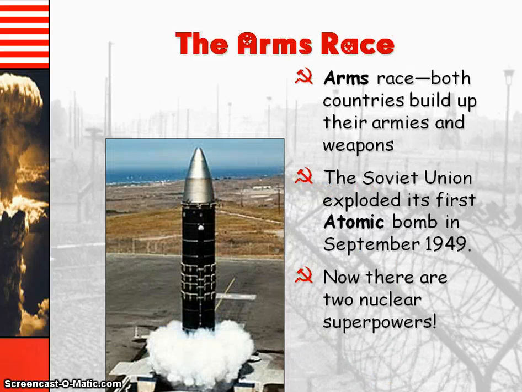And the last thing we're going to talk about today is the arms race. So arms relates to armies and weapons, and we're going to see that this is going to lead to the Soviet Union exploding their first atomic bomb, and now we have 2 superpowers that have nuclear capabilities. We'll elaborate more on this tomorrow.